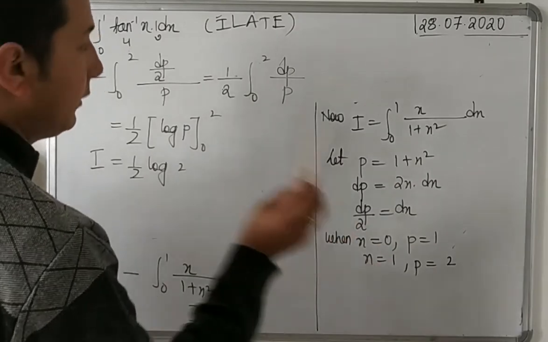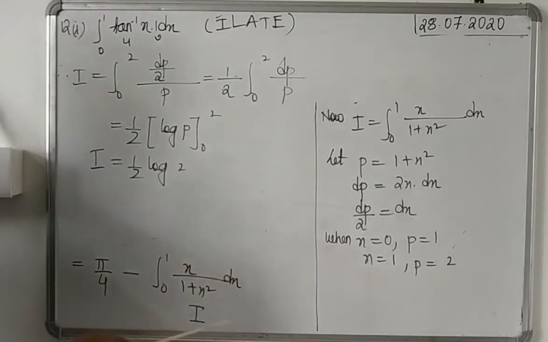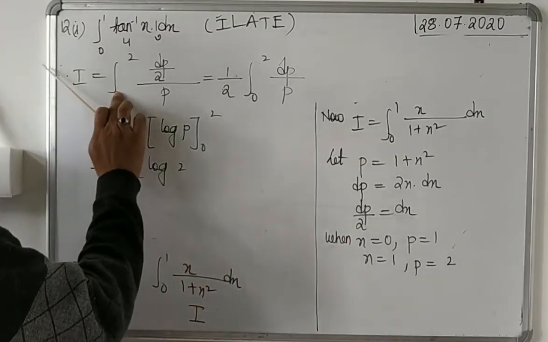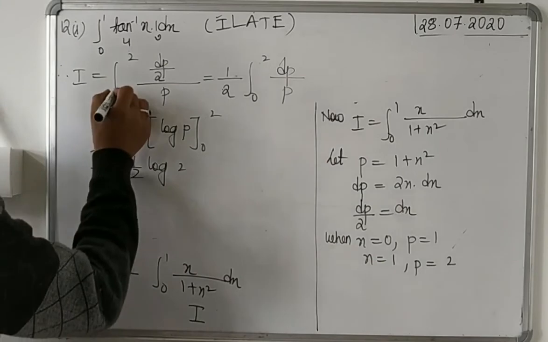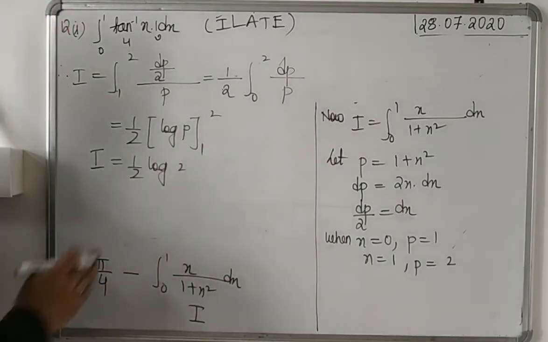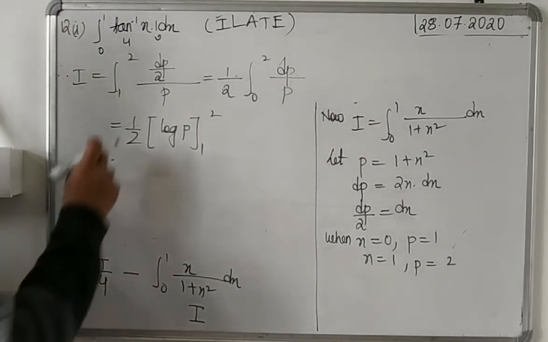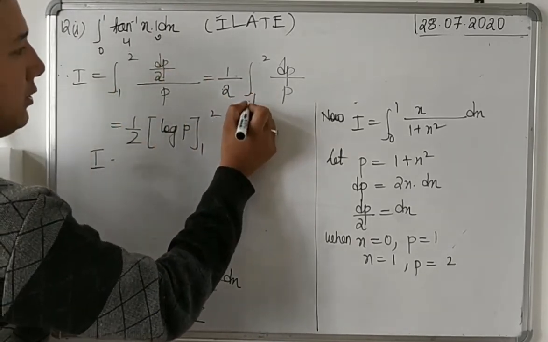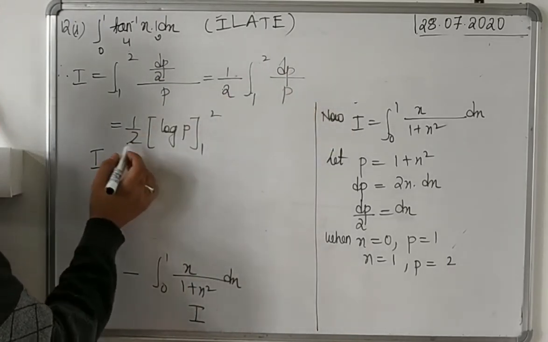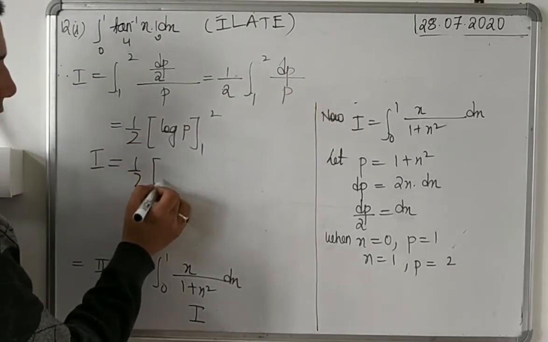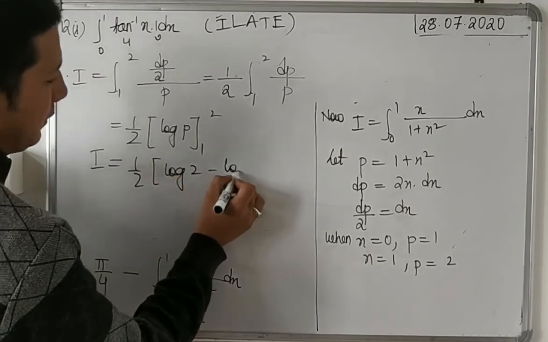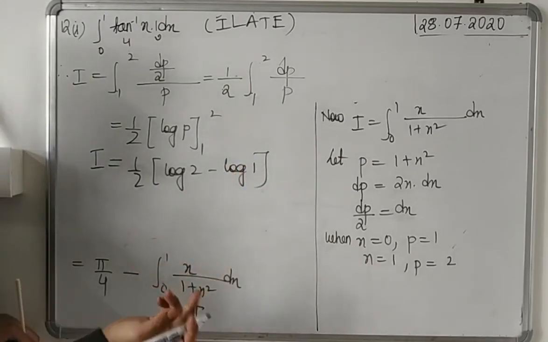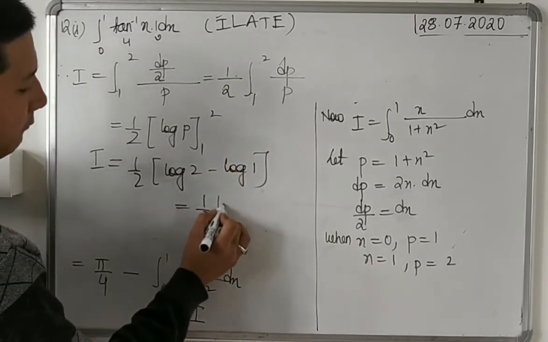Okay, so therefore the whole integral I becomes, sorry, oh my goodness, this is 1 to 2, keep it as 1 to 2. So dp by 2 divided by p, 1 by 2 is a constant, this is the integral from 1 to 2 of dp by p, so half, which is log 2 minus log 1. You'll get the same value because log 1 is 0, so hence you'll be getting this as half log 2.